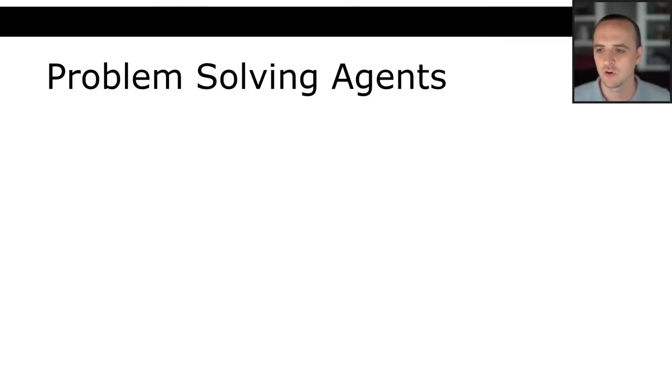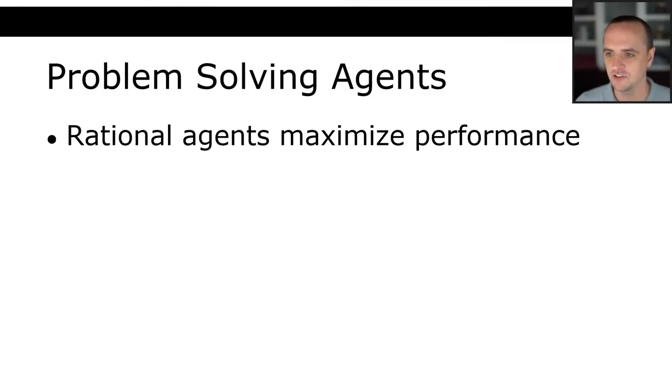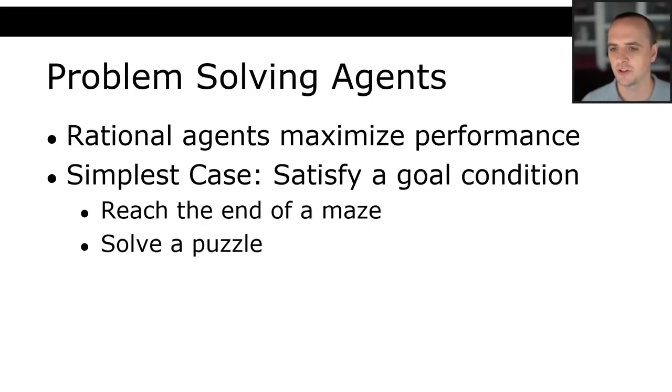A little recap from last time: problem-solving agents. Rational agents are going to maximize their performance. Remember last time we talked about performance measures, and rational agents are agents that maximize that performance measure. The simplest case of a performance measure that I can think of is just satisfying a goal condition. For example, can you reach the end of a maze? Can you solve this Sudoku puzzle? Just a satisfaction of a goal condition.